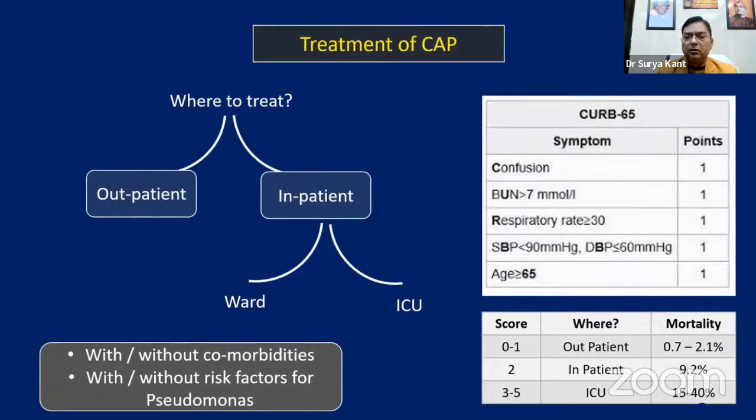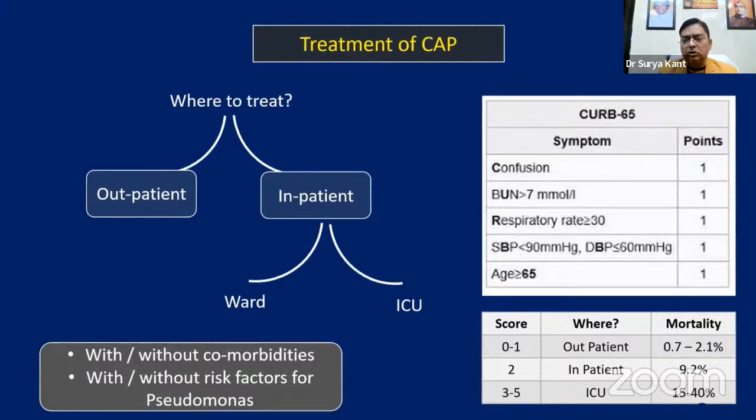CURB 65 means C stands for confusion, and if it is present, you will give 1 point. BUN, that is blood urea nitrogen, if it is more than 7 millimole per liter, you will give 1 point. Respiratory rate, if equal to or more than 30, you will give 1 point. Systolic blood pressure less than 90 millimeters and/or diastolic blood pressure less than 60 millimeters of mercury, you will get 1 point. And age, if more than 65, you will give 1 point.